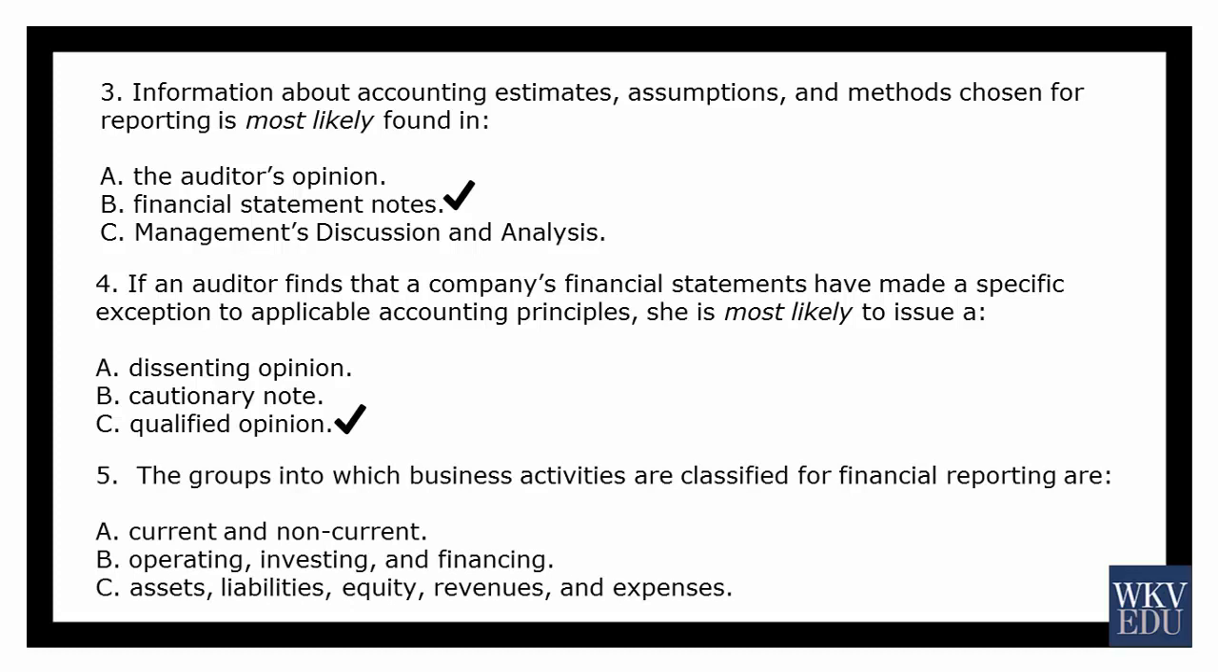Pause the video, try the question, and then move ahead. Business activities may be classified on the basis of the elements of the cash flow statement: the operating, the investing, and the financing activities. Therefore, option B is the most correct option.